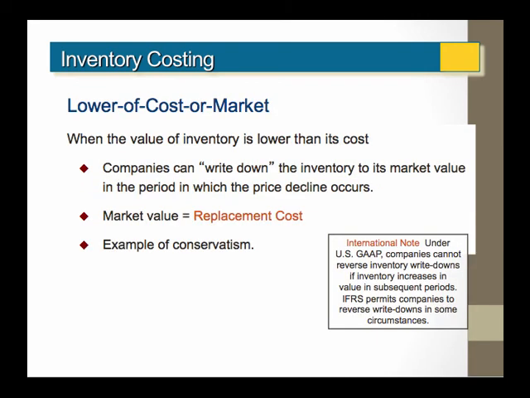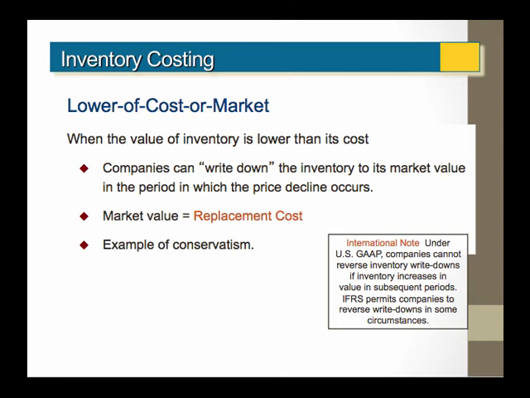Now, one other issue that comes in valuation of inventory is what happens if the cost of the inventory is impaired. And what we mean by impairment is that the value of the inventory decreases and we do not expect it to recover. So when the value of the inventory is lower than its cost and it has gone down and we do not expect it to come back up to its cost, we need to write down the inventory to its market value. And in most cases, market value is determined by what the replacement cost is.